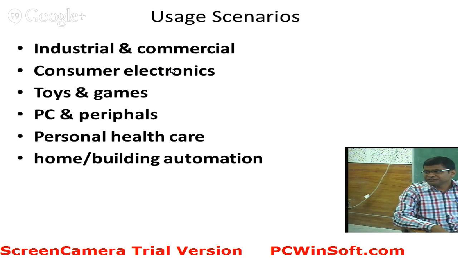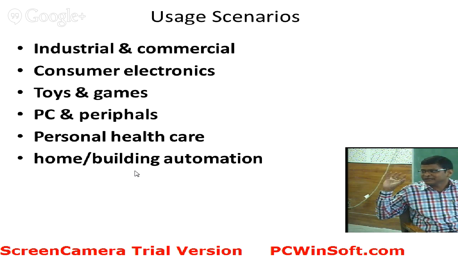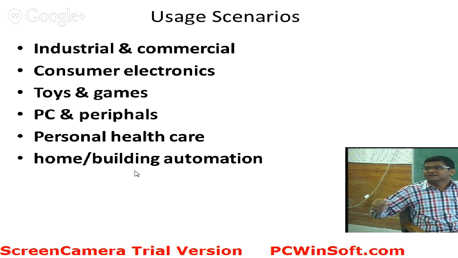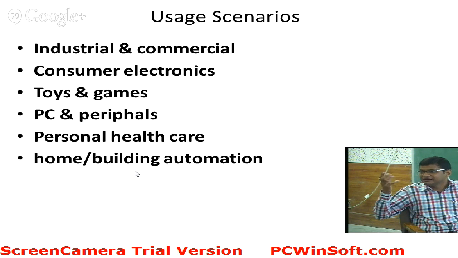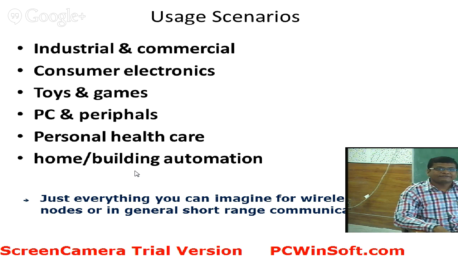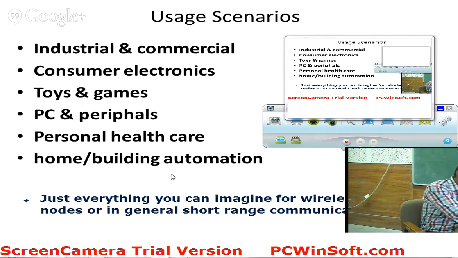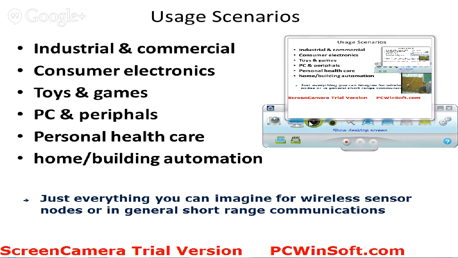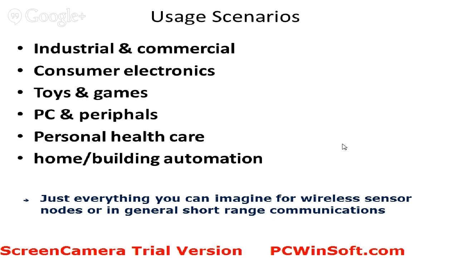Then home building automation is a very prominent area of ZigBee. ZigBee can control everything from pressure and temperature gauges to your sprinkler system, to your microwave, and even keyless entry to your house can be enabled. As we see in the advertisements nowadays, in Godrej there are some products which are coming in. They are not ZigBee based, but they are in that domain. So just everything which you can imagine for a wireless sensor network or in general short range communications is available with ZigBee.